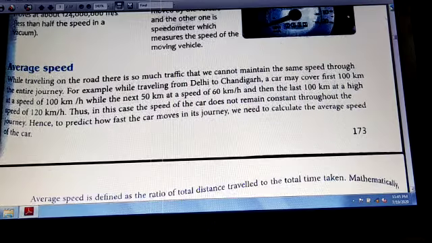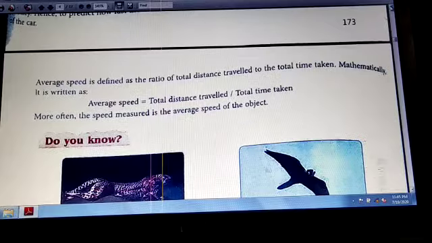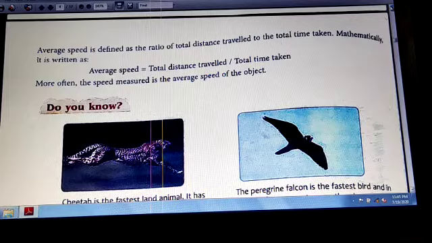So how do we calculate the average? Now what is the average speed? Ratio of total distance traveled to the total time taken. I hope you remember when I had given the video in which it was shown that average speed is equal to total distance traveled by total time taken. So you can easily calculate it, and the speed measured is the average speed of the object.